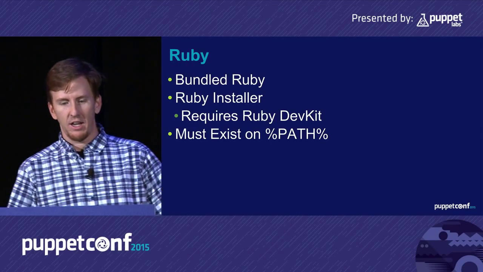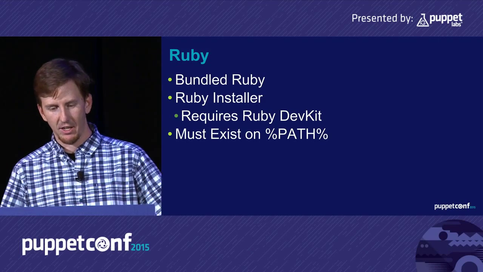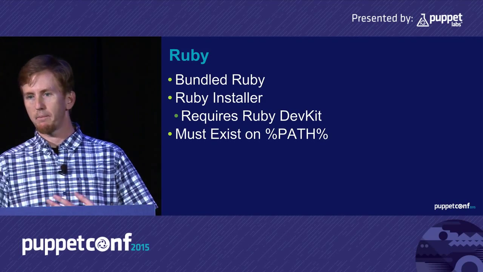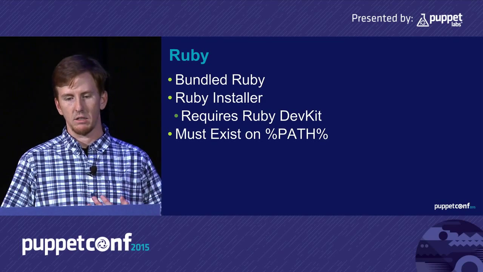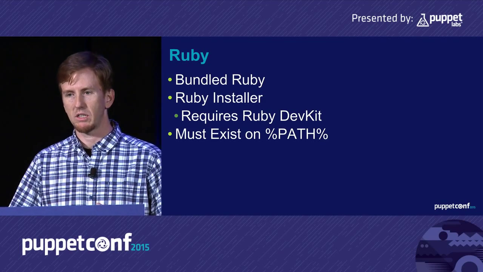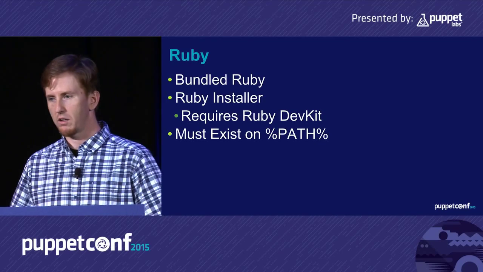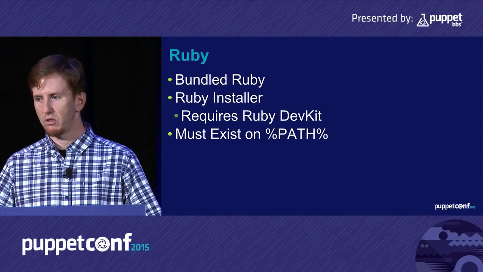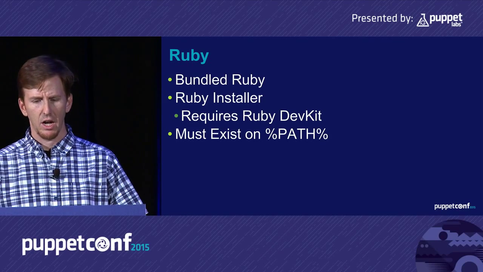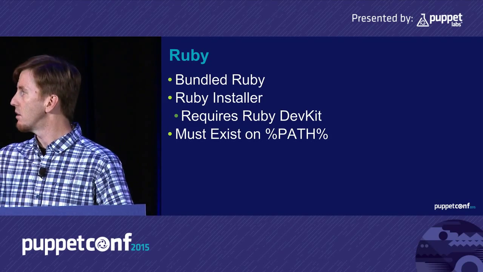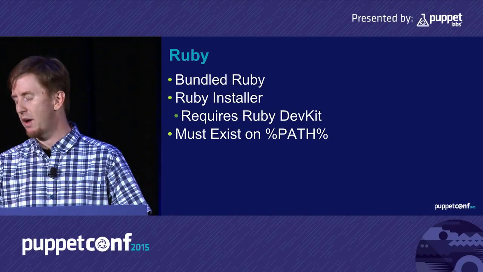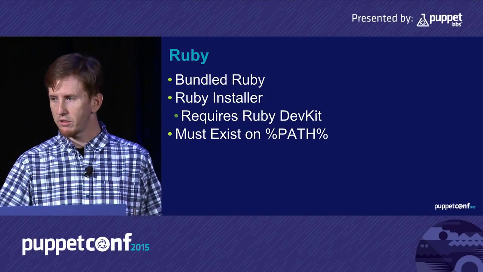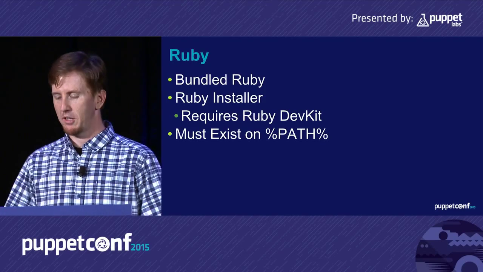So Ruby. Oh, Ruby, I love you. There's the bundled Ruby that you can actually get with Puppet. A lot of people like to use that. Some of our developers internally like to use it. There's the Ruby installer that you can download and install, either downloading it or using something like Chocolatey. There are requirements with Ruby installer: you have to have a dev kit to get some of the gems to compile. And of course, as with anything on Windows, you have to make sure it's in the path environment variable.